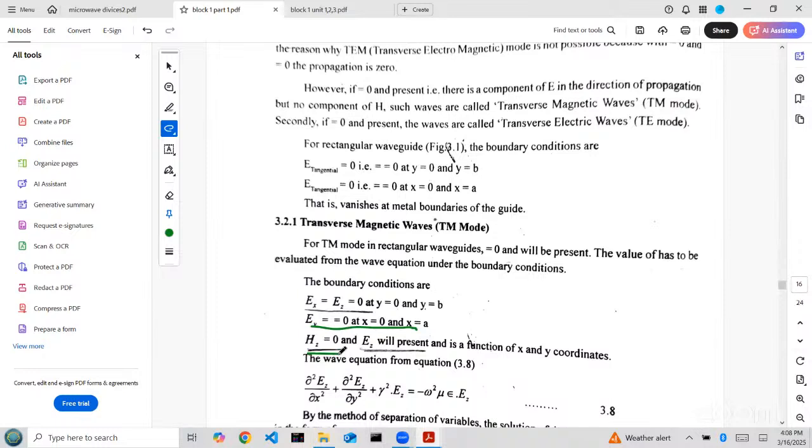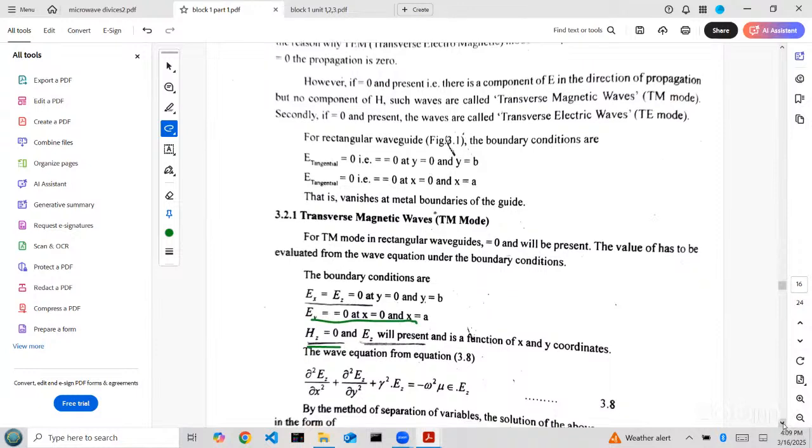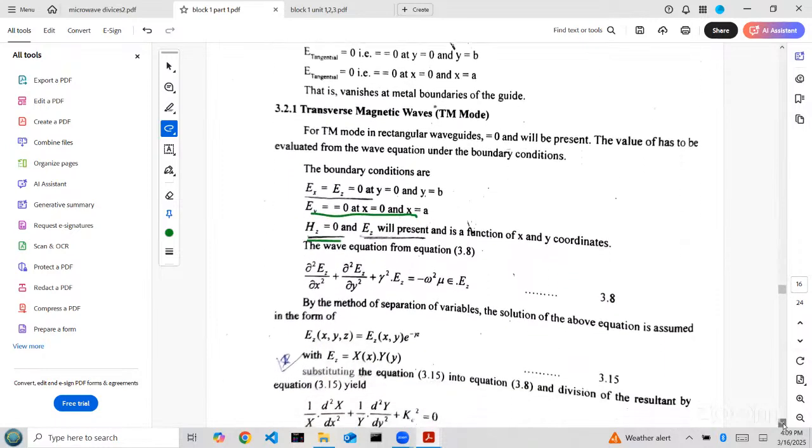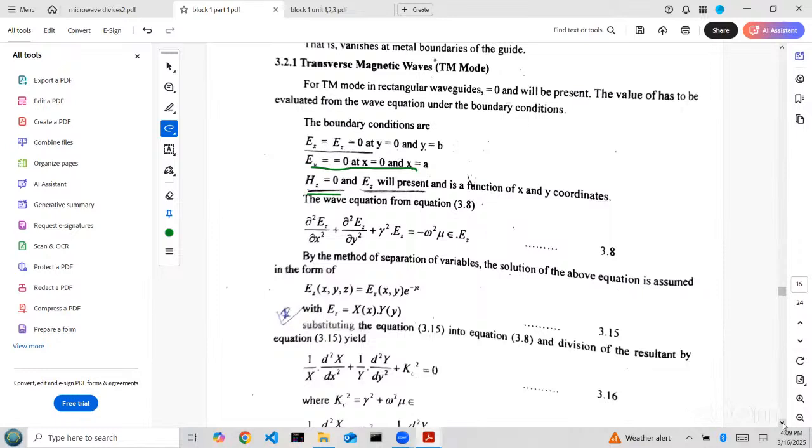Based on these conditions, in the previous topic we have the wave equation, 3.8: ∂²/∂x² of Ez plus ∂²/∂y² of Ez plus gamma square Ez equal to minus omega square mu epsilon Ez. You take that equation and simplify it using the variable and separable method. In mathematics, you have the variable and separable method. So we compare the equation with one simple equation in variable and separable format: E of xyz equal to Ez of xy e power minus gamma z.